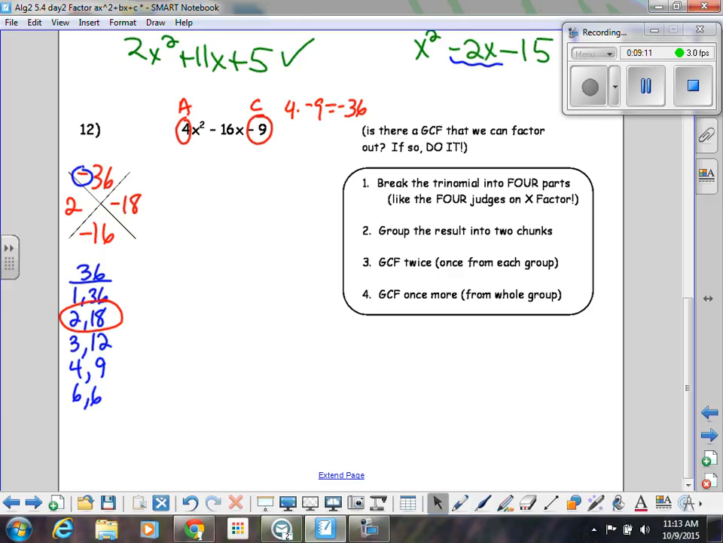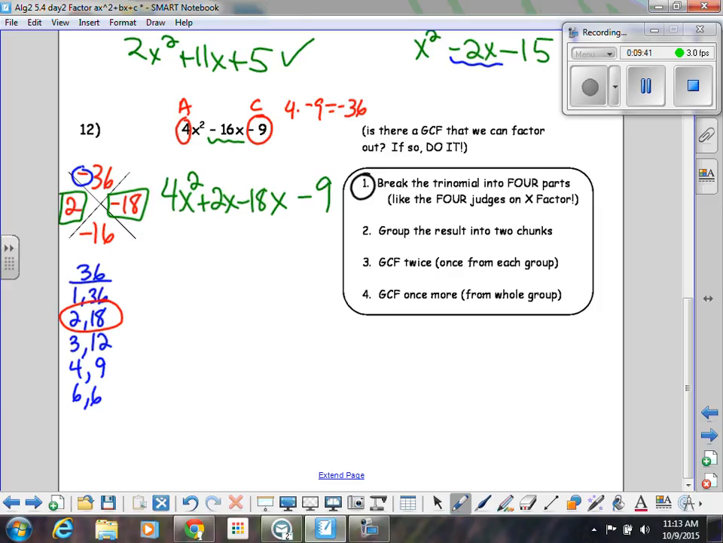All right, so what do we do with the 2 and the negative 18? Well, we're going to put those in the middle, right? So 4x squared stays the same. The minus 9 stays the same. What changes is the minus 16x. So instead, I'm going to have plus 2x and minus 18x. Okay, so that's the first step, is breaking that up into 4 terms.